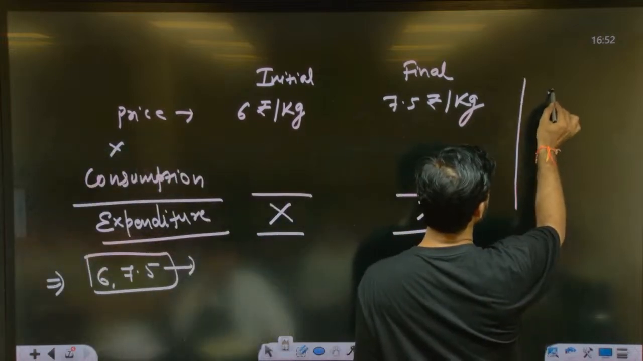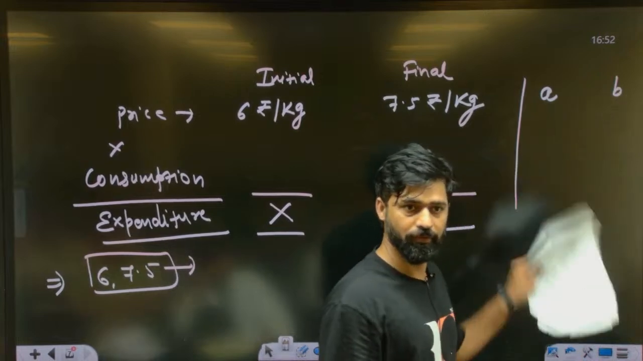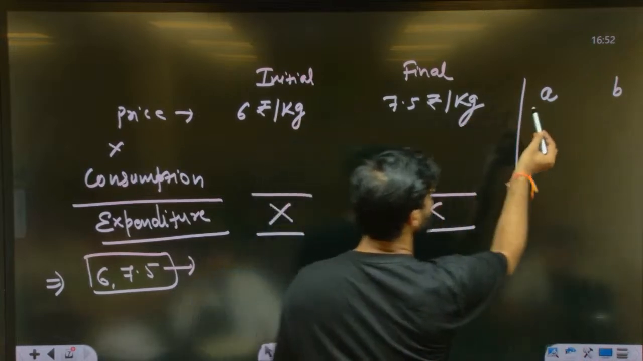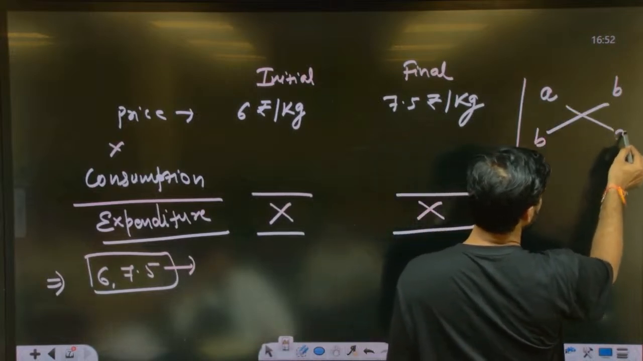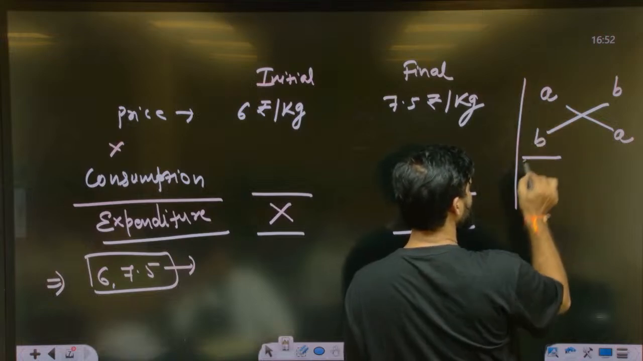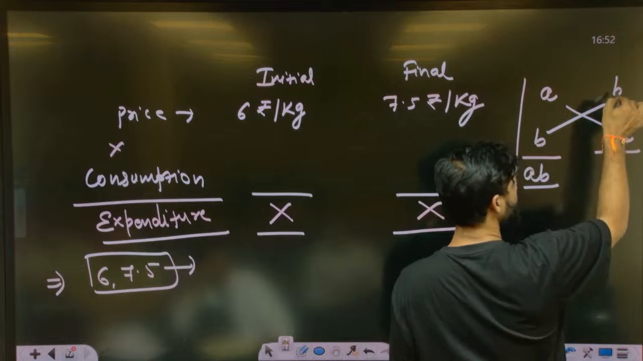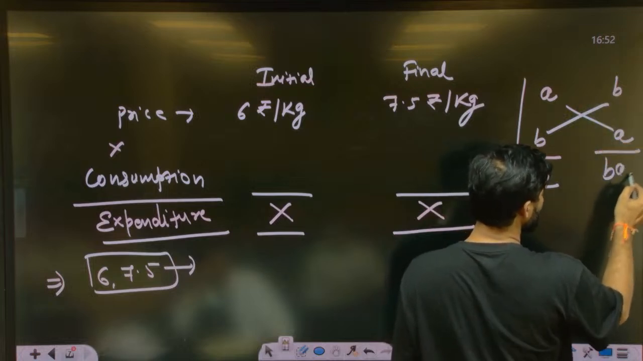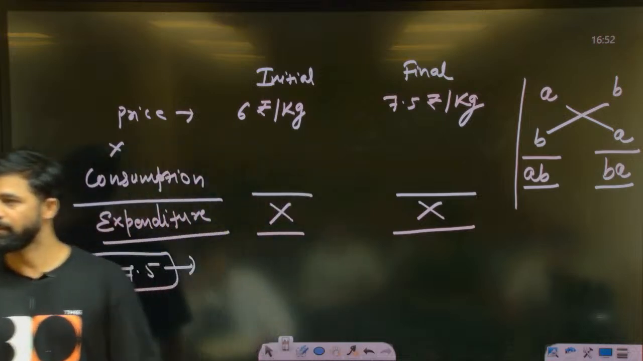If I multiply, let it be A and let it be B. This value A and this value B. I'm taking B here and taking A here. And if I multiply AB, then what will I get? AB. And if I multiply B by A, what will I get? BA. But the value is the same.